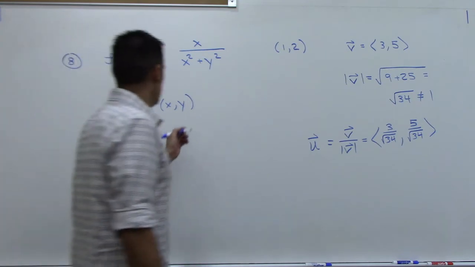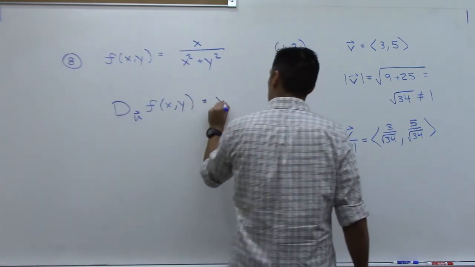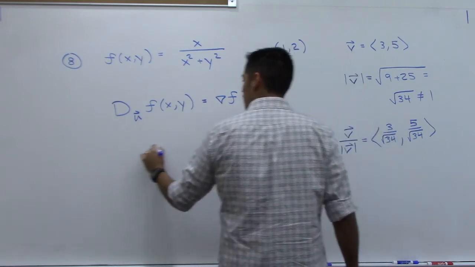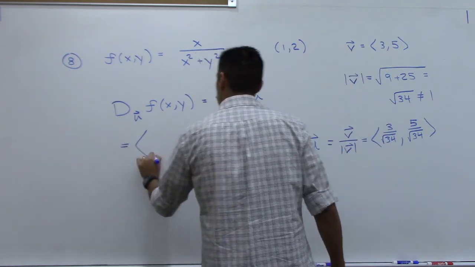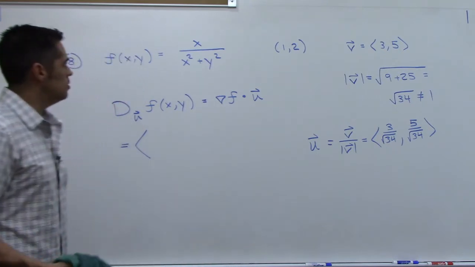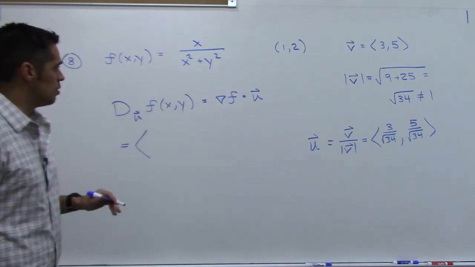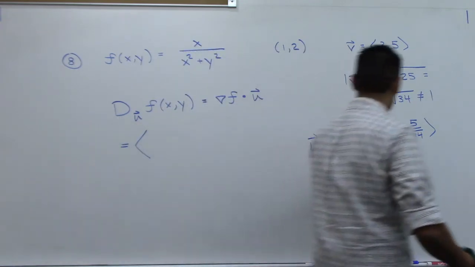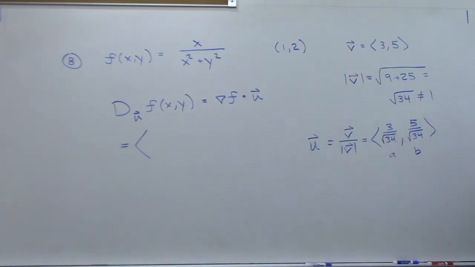So the formula will be the gradient of f dotted with u, which is equal to, well, let's do the gradient of f. Ooh, we have to find some partials here. I might need some work for that. But u is easy, because u is just this vector. This is a, this is b. Okay, let me do some partials. I think I'll do them right here.